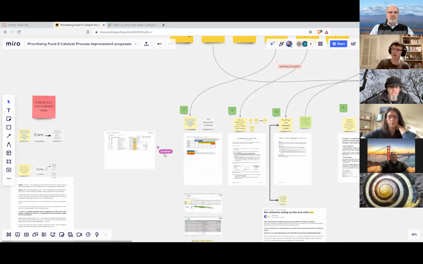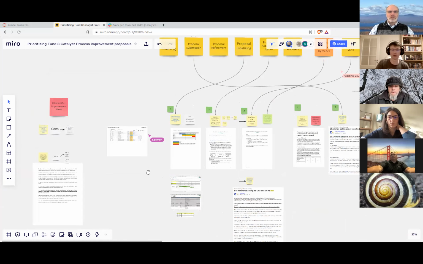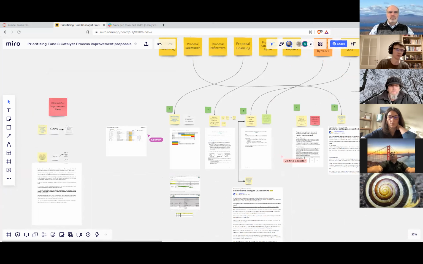So if there are some ideas or proposals you have, or you know somebody has, you can drop them in this Miro board or in the chat or message me. So we could update it and look through more of these kinds of improvements.